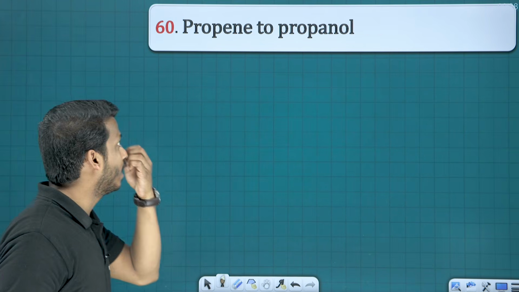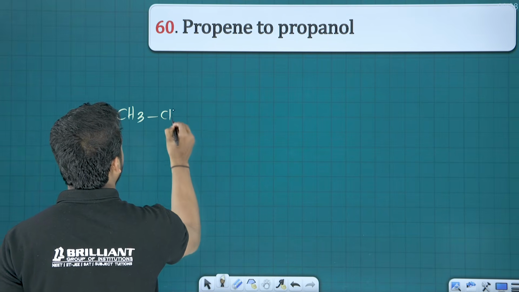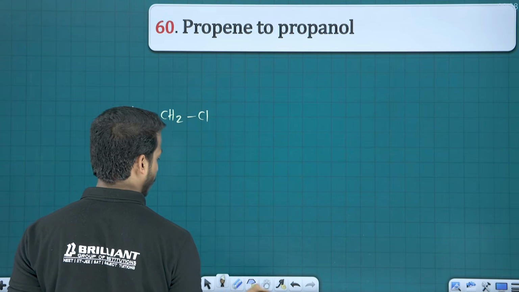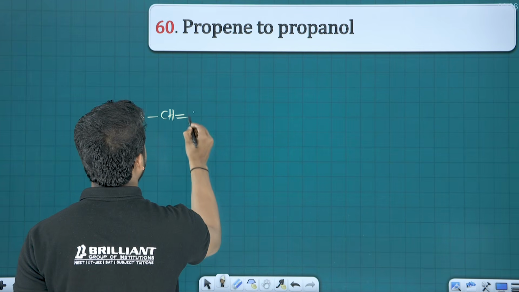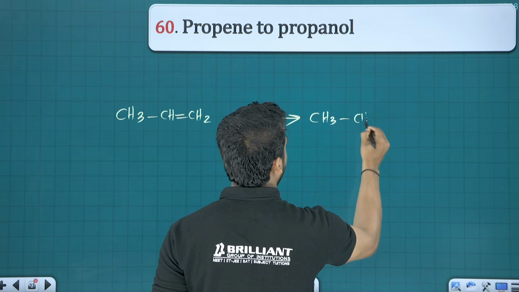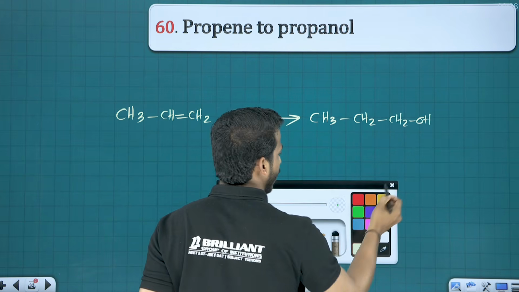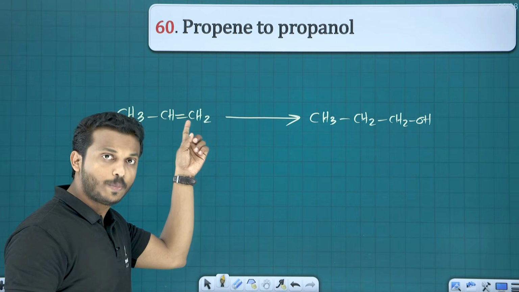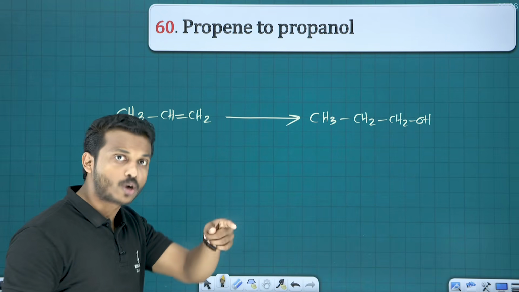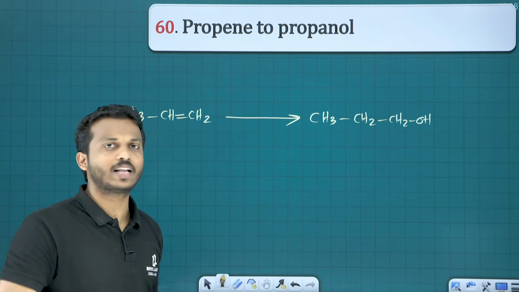Last question, my dear, propene to propanol, a simple reaction. What is propene? Propene to propanol. Can you give me the methods we can apply? Either we add HBr in presence of peroxide, so bromine will come to this side, then aqueous KOH, yes, you will get this one.